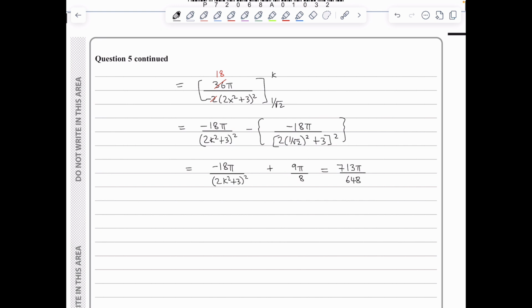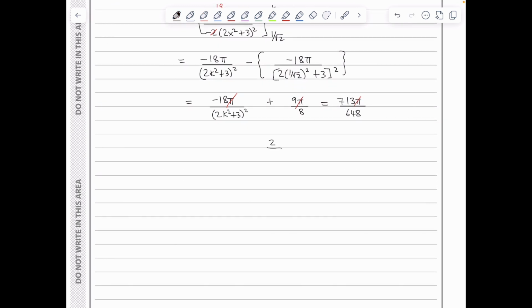648. I notice that there is a common factor of pi throughout, so I will cancel this out, and this takes me to 2 over 81 being equal to 18 over (2k squared plus 3) squared. Remember, we're trying to find the value of the constant k.